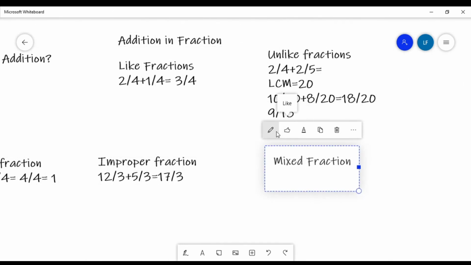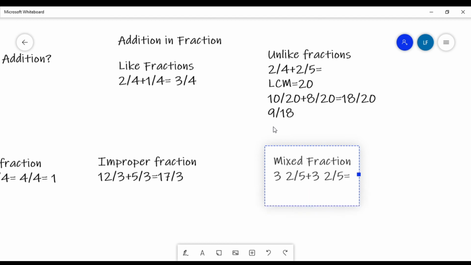So, mixed fractions. Okay, let's take an example: 3 and 2 by 5, yes, let's take that same example, added to 3 and 2 by 5. Okay, so now what should we do? Well, if you learned from previous classes, you will have to convert the mixed fractions into improper fractions. So 3 and 2 by 5 equals 17 by 5 plus, you guessed it, 17 by 5.